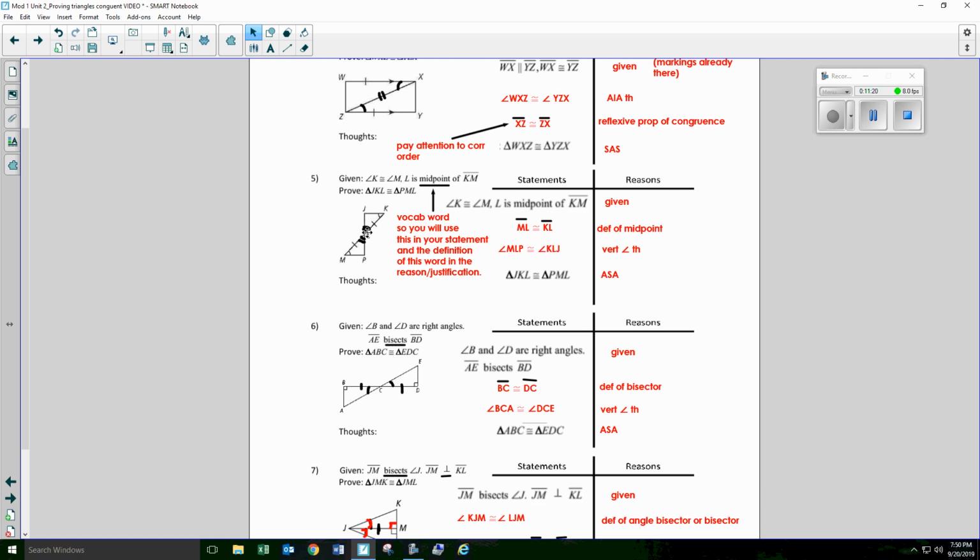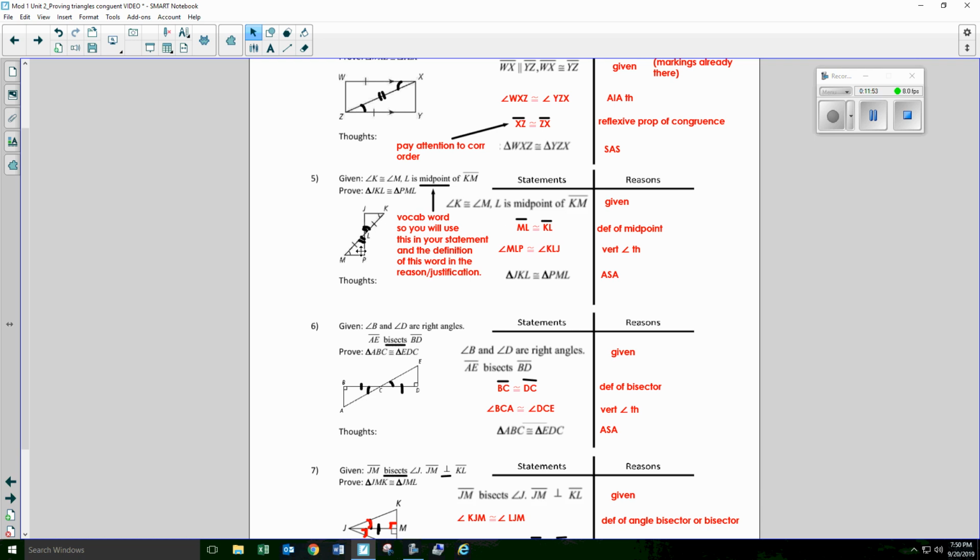So L is the midpoint. What does it mean to be a midpoint? It means it splits it in half. It's the middle point of KM. So M to L is equal to K to L. So that's what I have. Segment ML is congruent to KL by definition of midpoint. It'll always be definition of that vocab word every time. So whenever there's a vocab word in the given, you'll be using that justification of definition of that vocab word, identifying what it stands for. Okay.